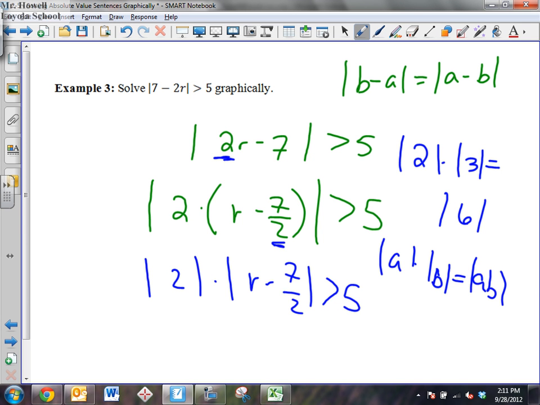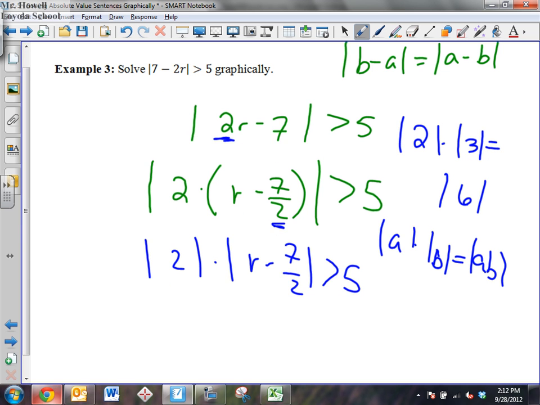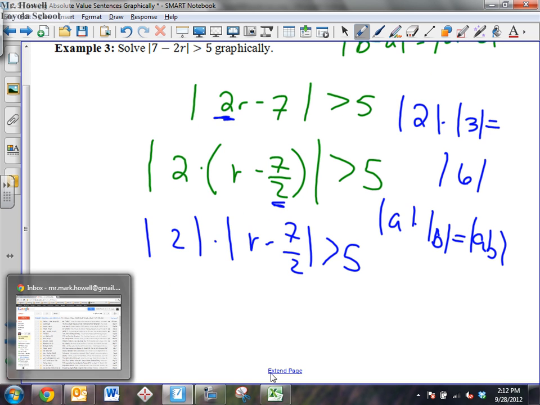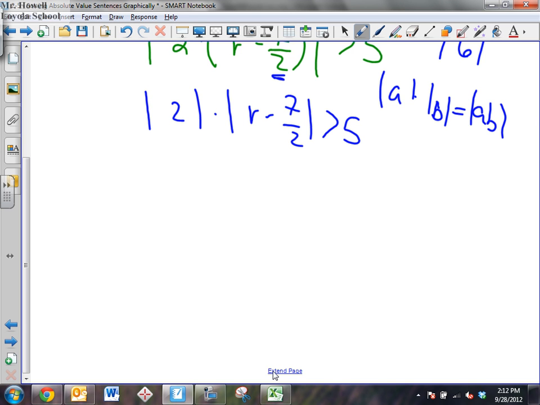Because now, what's the absolute value of 2? It's 2, right? So you can simplify this now. I'm going to scroll down for more room. So at this point, write this as follows. 2 times absolute value of r minus, what's 7 over 2 as a decimal to make this easier? 3.5, good. Now how do I get rid of that 2 in the front? What operation? Division, good. Divide by 2.